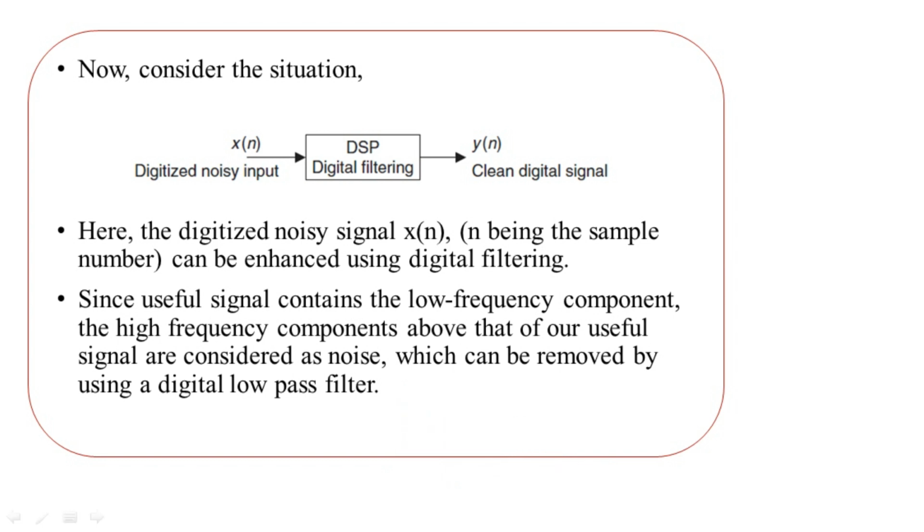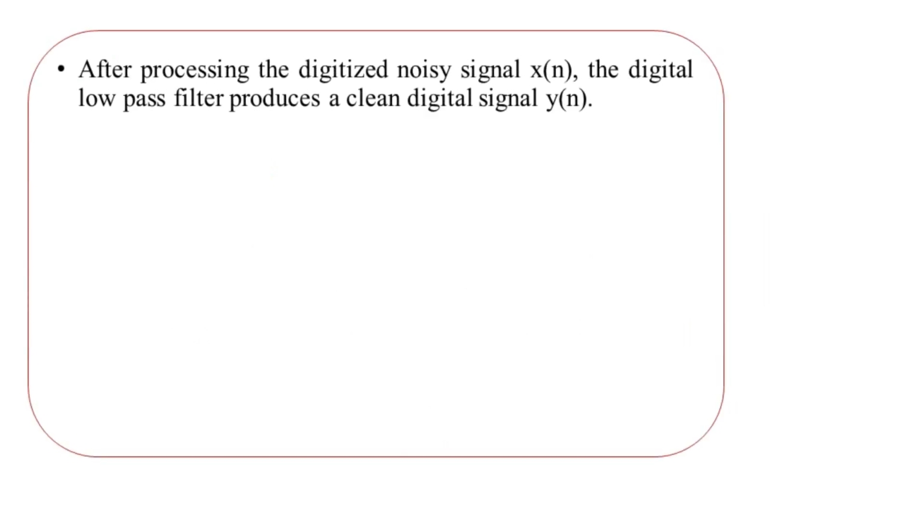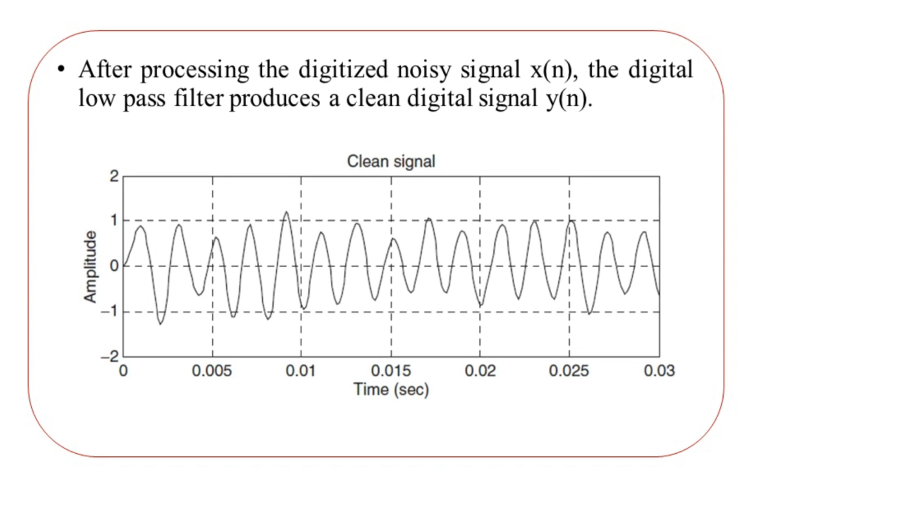So by doing this procedure, simply processing the digitized noisy signal that we have represented by x of n, the digital low pass filter will produce the clean digital signal that we have represented in the earlier simplest block schematic by y of n. So the output here we can show you.